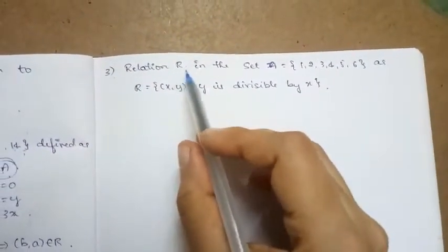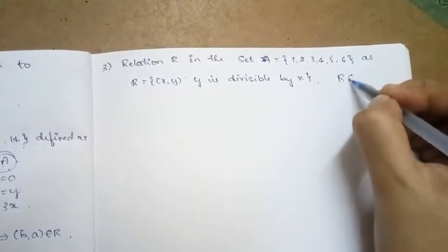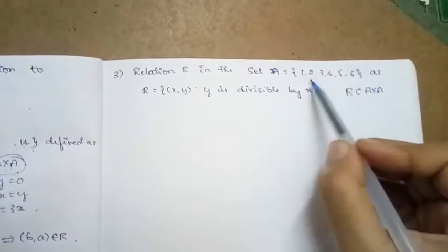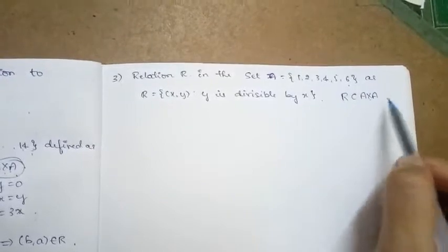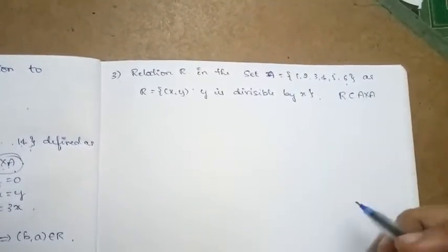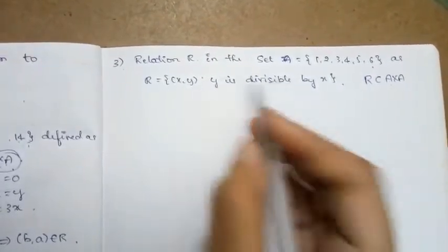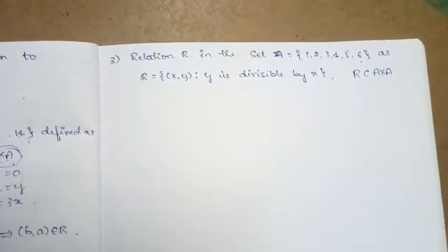Here, the relation is on the set A. So the relation is defined on the set A cross A. Our A is the set {1, 2, 3, 4, 5, 6}, and the other A is also the same set. So what is the relation they have defined? R is equal to {(x, y) such that y is divisible by x}.